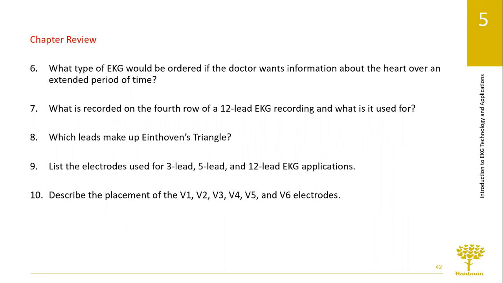Describe the placements of V1 through 6. Well, there's only 3 leads that have anatomical positions, and that's V1, the 4th intercostal space, right sternal border. V2 is the 4th intercostal space, left sternal border. We're going to skip V3 and go mid-clavicular to the 5th intercostal space to place a V4. Halfway between 4 and 2, we place V3 in a straight line. V5 is on the anterior axillary line on that same horizontal plane as V4. And then V6 is on the mid-axillary line, same horizontal plane as V4 and 5.